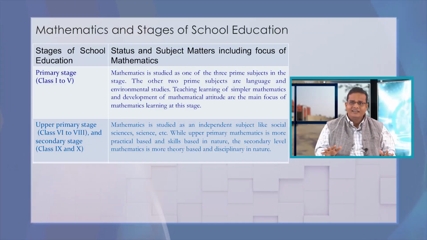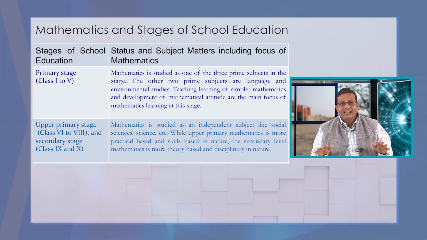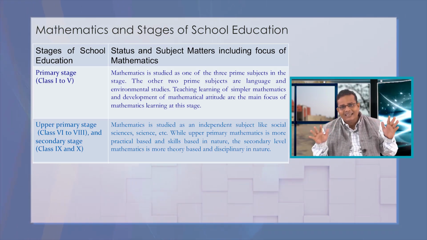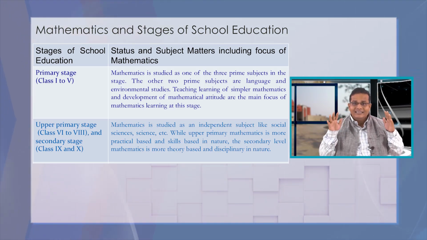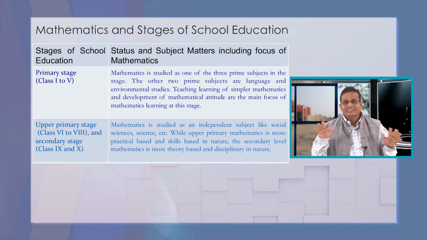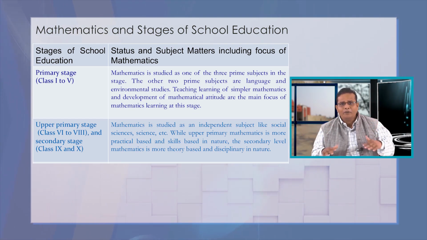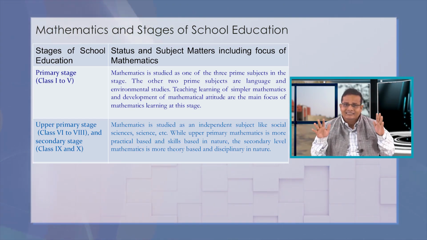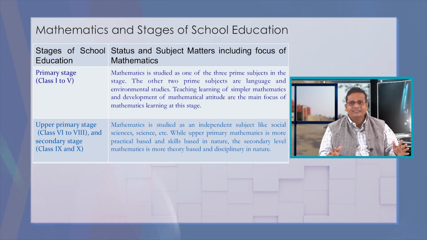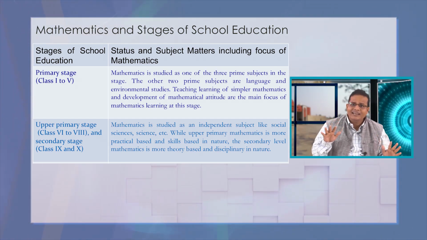The simpler aspects of mathematics like counting numbers, developing computational skills, studying different shapes, space, pattern, making classification or comparison, understanding relationship and differences, etc., are dealt in this stage. In upper primary stage, that is from class 6 to class 8, and in secondary stage, that is in class 9 and 10, mathematics is studied as an independent subject like social sciences, science, etc. While upper primary mathematics is more practical based and skill based in nature, the secondary level mathematics is more theory based and disciplinary in nature.